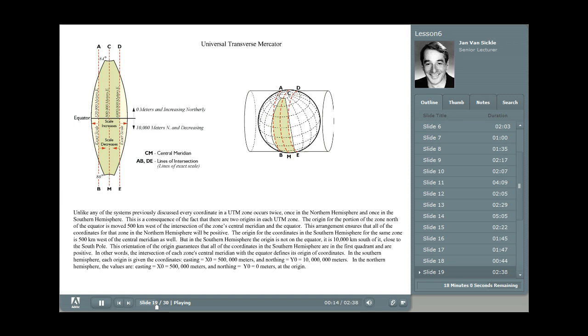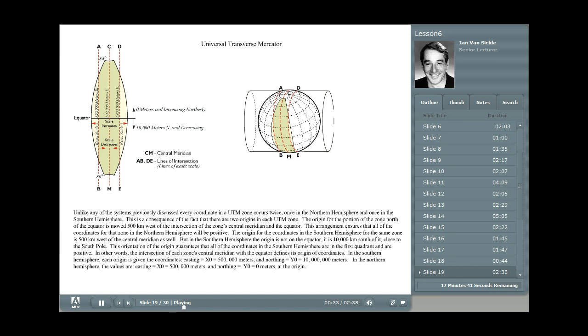And here we have an illustration of a typical UTM zone. Now, you notice over here on the left, the equator is, of course, the division between the north UTM and the south UTM. And, of course, when one designates a letter, you have to designate whether you're talking about north or south.